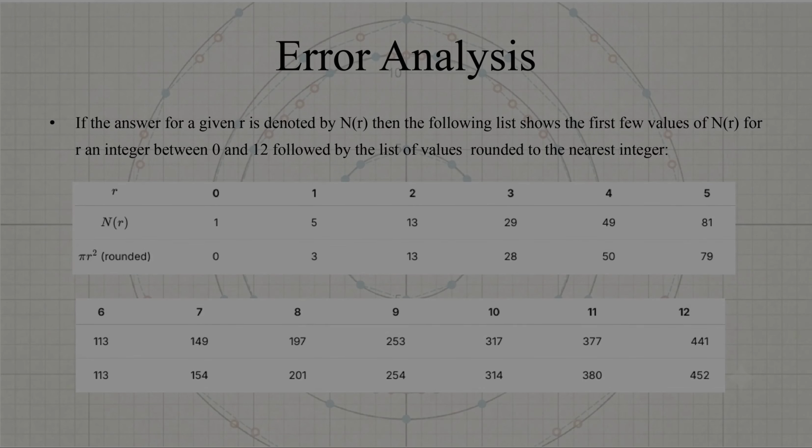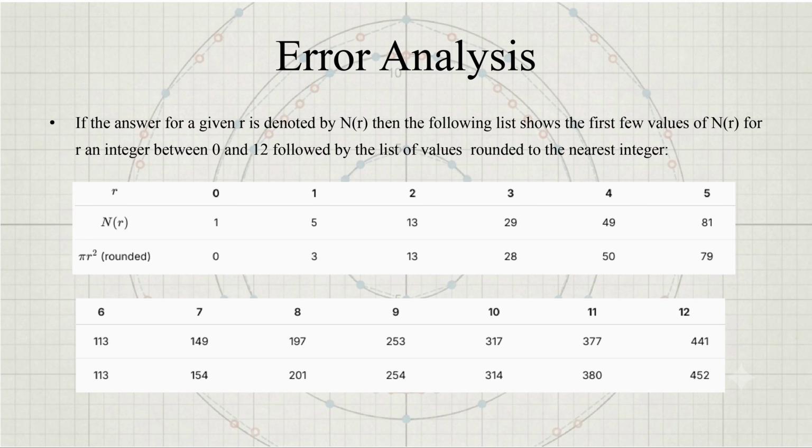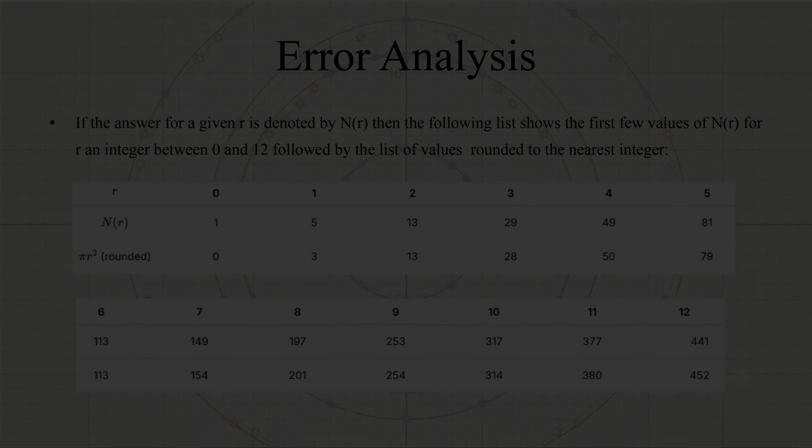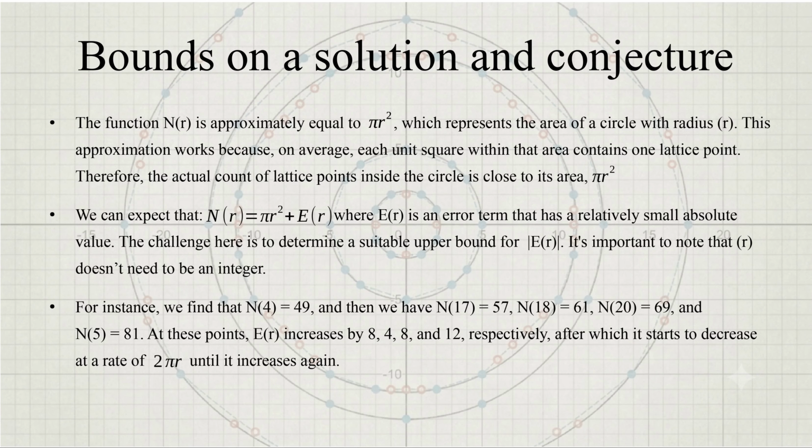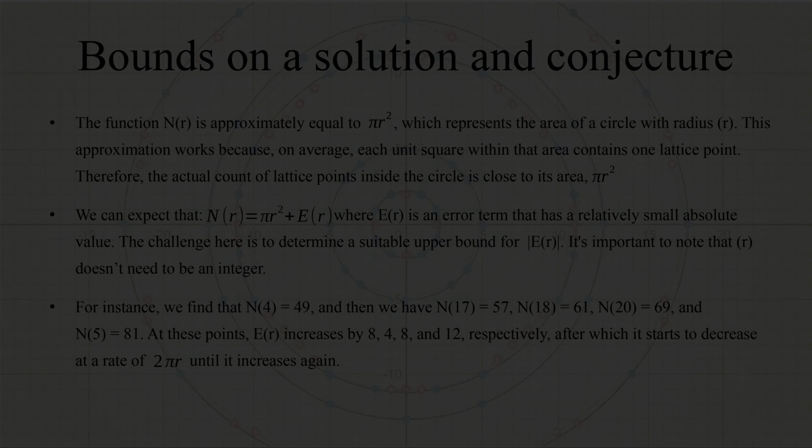Let's look at those numbers. We expect that N(r) equals pi times r squared plus E(r), where E(r) is an error term that has a relatively small absolute value. As you can see in the data, for a radius of 4, the exact count is 49, while the area is about 50.27, giving an error of negative 1.27. For a radius of 12, the exact count is 441 compared to an area of 452.39, giving an error of negative 11.39. The challenge here is to determine a suitable upper bound for the absolute value of E(r).